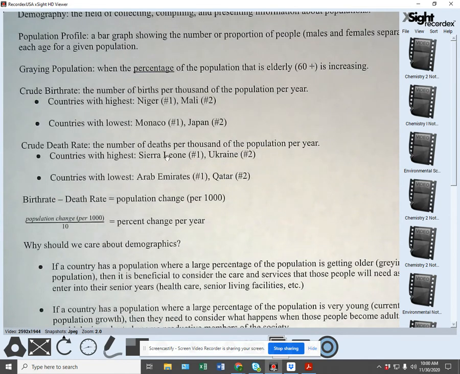Okay, crude death rates, the number of deaths per thousand. You're going to see something similar here. Highest crude death rate per thousand per year, Sierra Leone, Ukraine. Okay, areas that are still relatively low. Obviously, that's going to be impacted by things such as conflict and war too, year to year. Overall average rates over a 5-10 year period, maybe not, but year to year that will impact it. Countries with the lowest death rate, again, as you'd expect, developed countries with high income, the United Arab Emirates and Qatar. Okay.